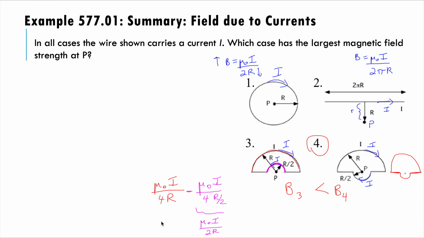So we can see, this is how you're going to calculate the field, and I'll leave it at that, but you will just do this value minus this value. While for case number 4, you would do the red value plus the magenta value. And you should be able to see that case number 4 has the strongest field at the center.